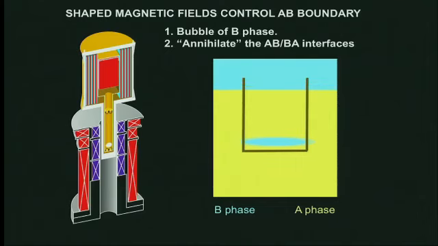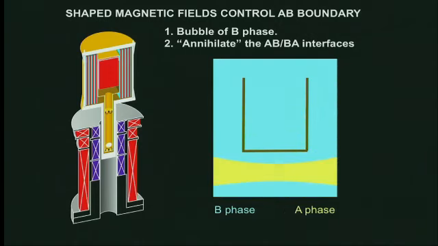Okay. So the shaped magnetic fields: what this experiment was first designed for was to create a bubble of B phase completely surrounded by the A phase. The reason for that is actually to probe this dirty secret of nucleation. And what we discovered while we were attempting to create this bubble and characterize it is this event.